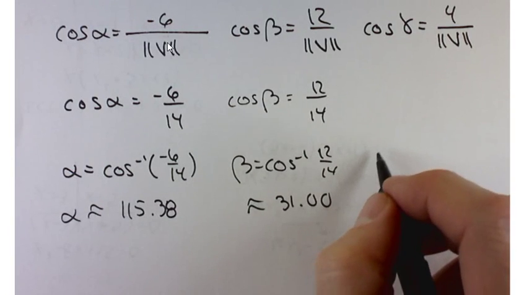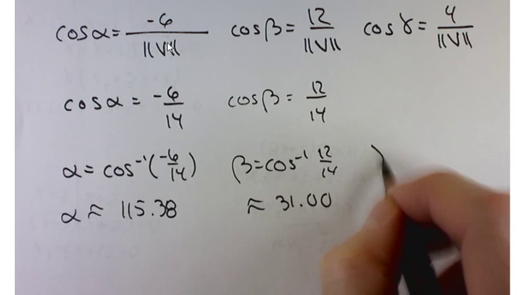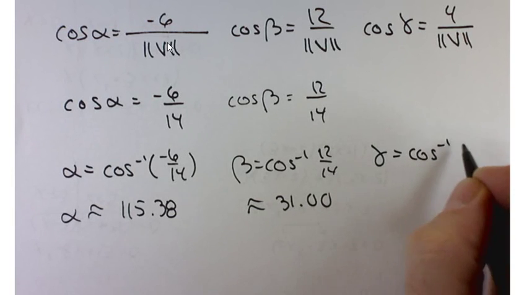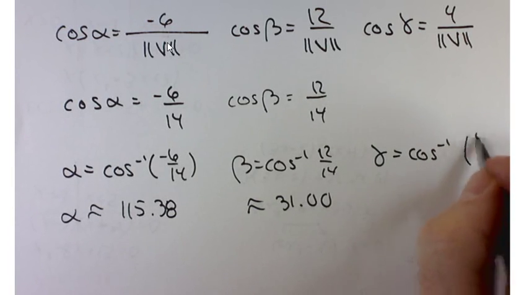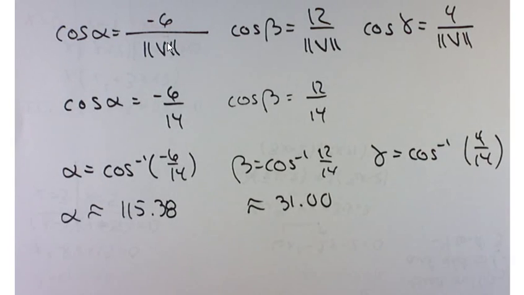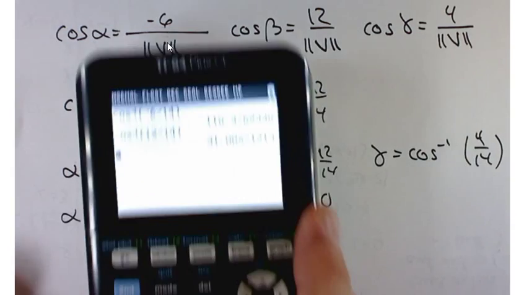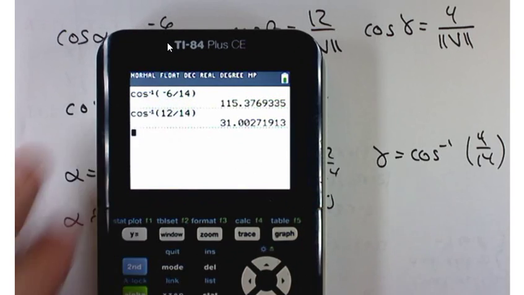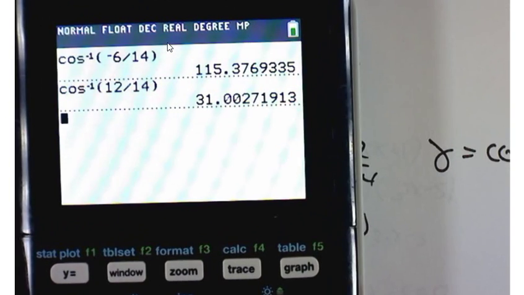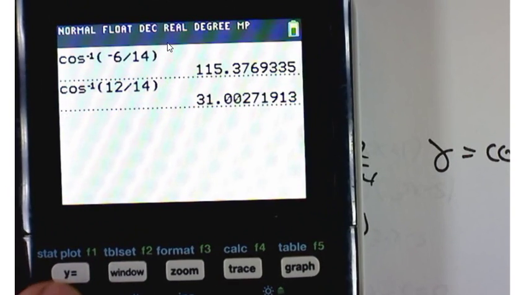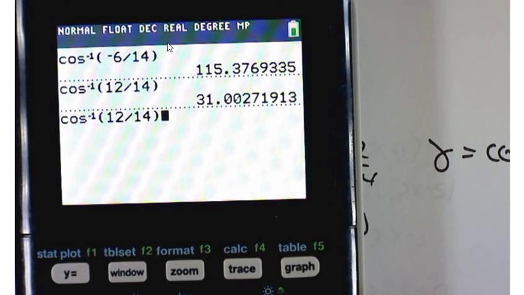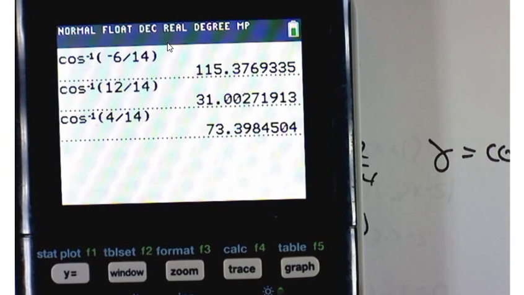And last but not least, gamma is going to be the cosine inverse of 4 over 14. We've already done a lot of these. So here's the little trick I was going to show you just a minute ago. If you hit the second button and then the enter key, it'll pull up your previous calculation. And then you can just go back and make some changes. I'll delete that and type in a 4. There you go. Not a big savings, but convenient.